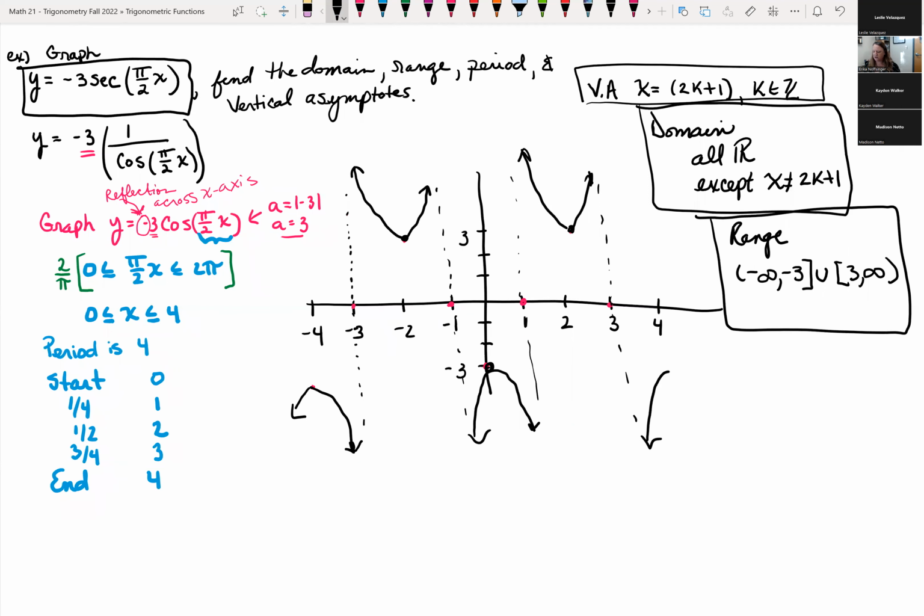Okay, so we've answered all the questions. We got our graph, domain, range, period, and vertical asymptotes of that secant function.